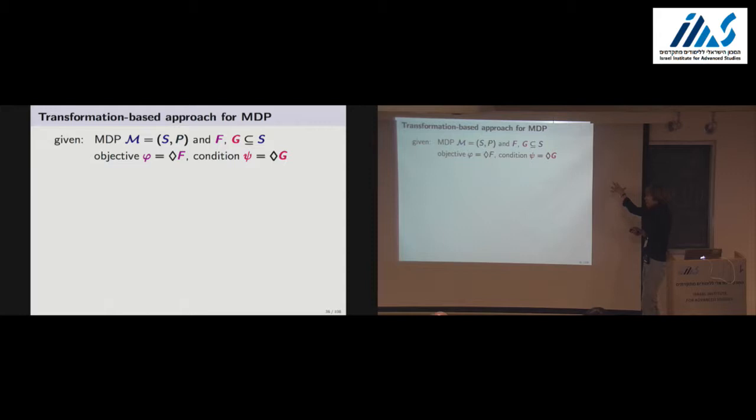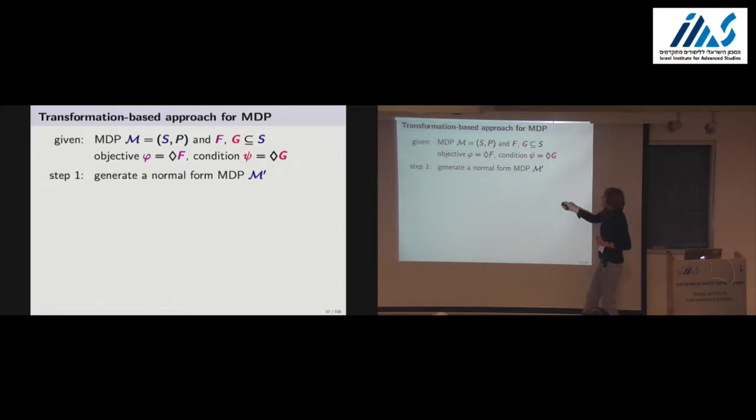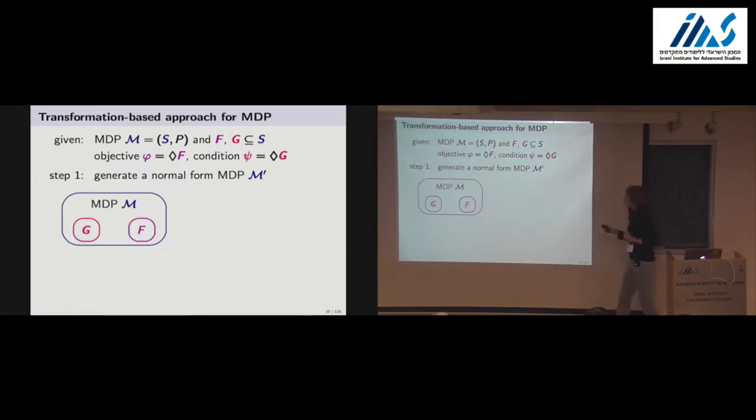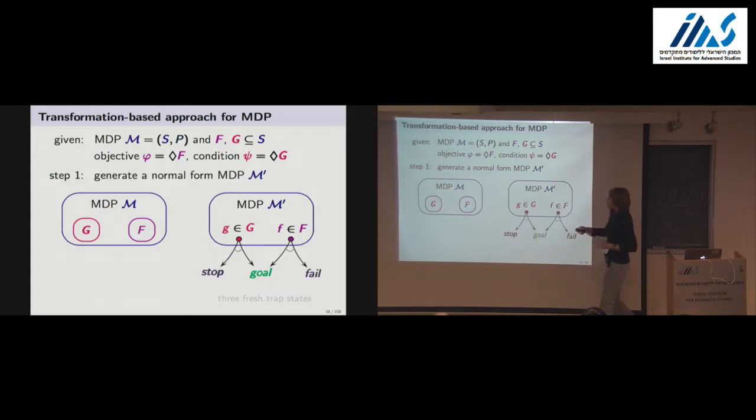The method I'm going to sketch here can also be applied for Markov chains. The first step is to generate some kind of normal form MDP, which will ensure that you can consider F to be a subset of G. For this we do the following. We start with M, and we have the set G and F. They might overlap. This doesn't play any role. Now in the new MDP, we add three trap states. By trap, I mean a state without any outgoing transition.